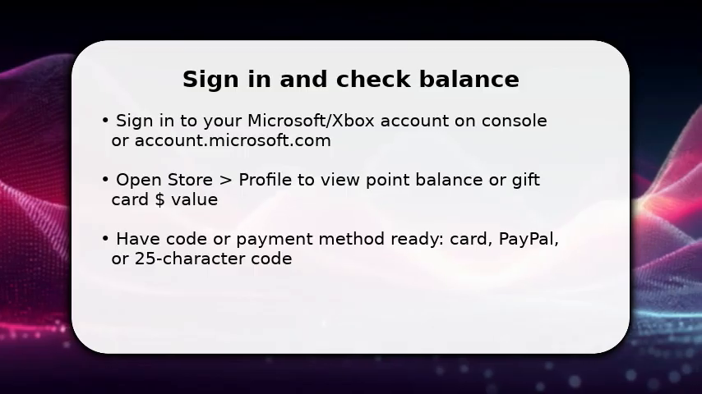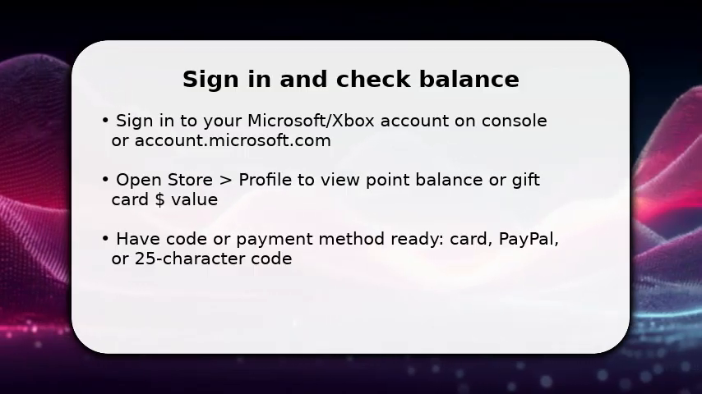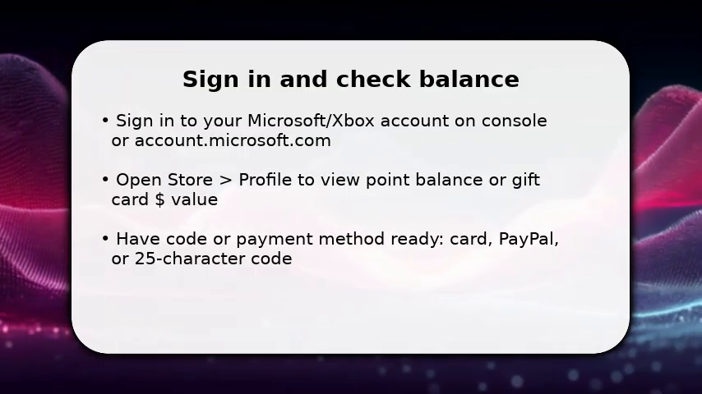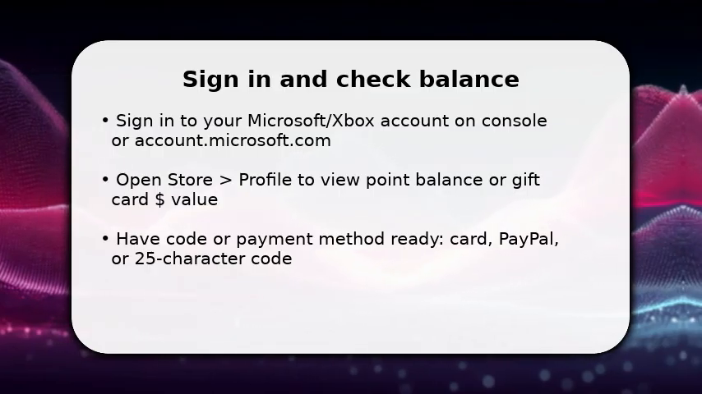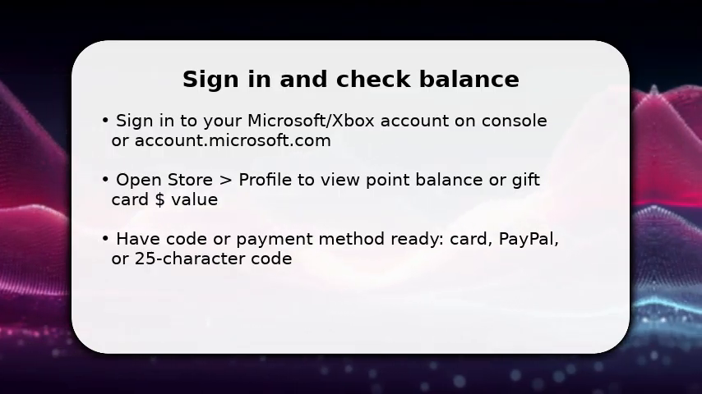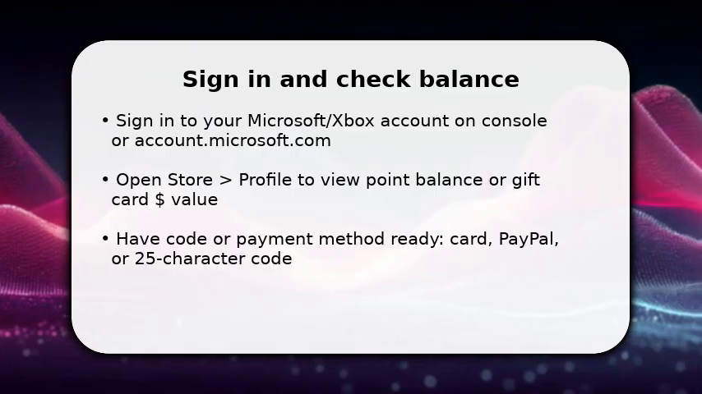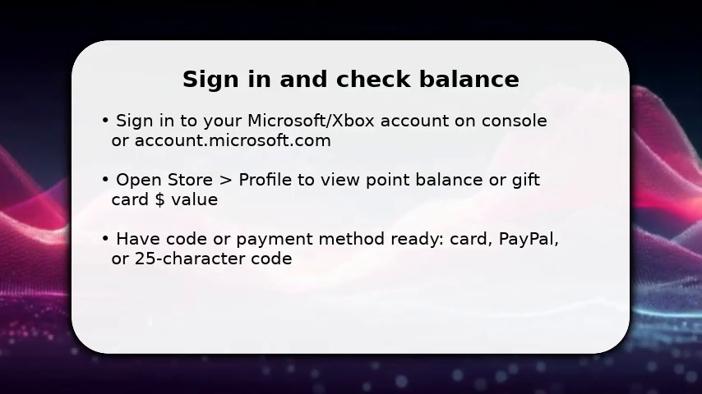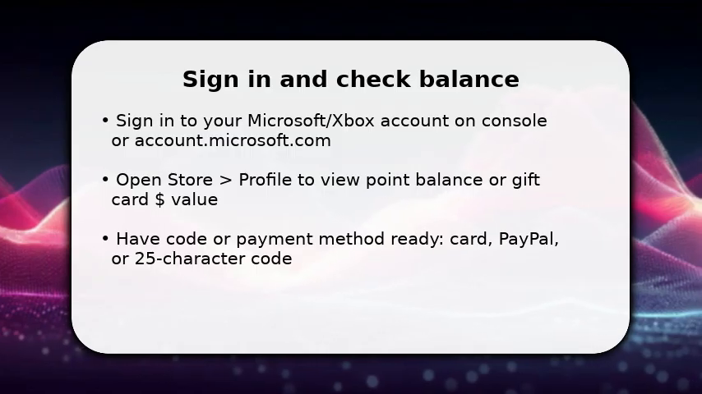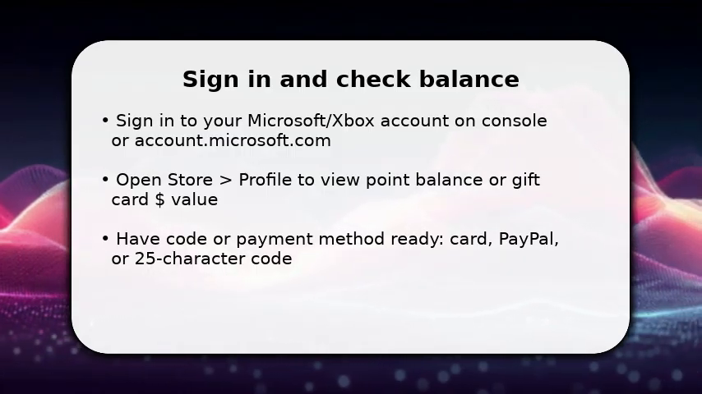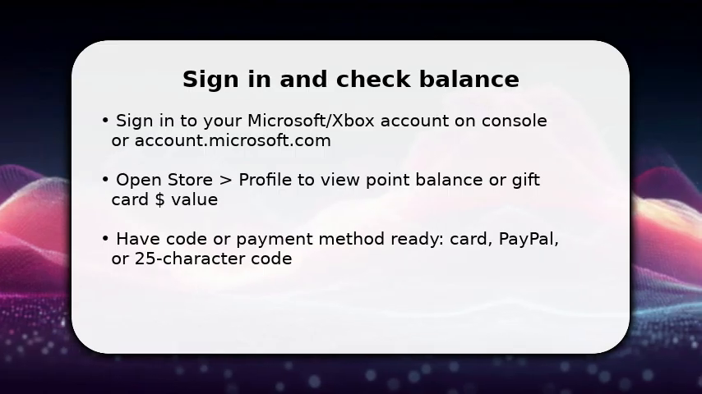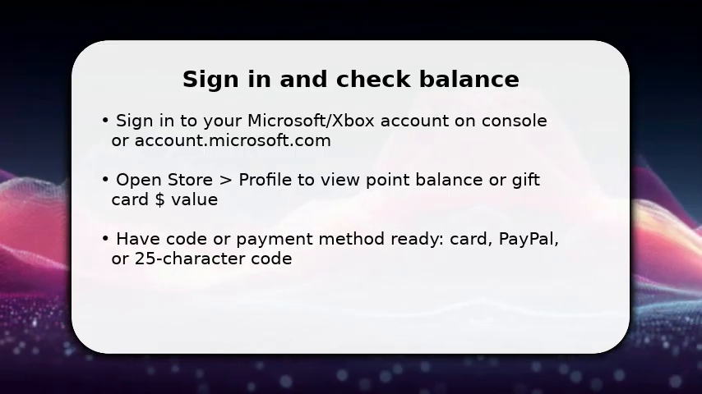You're signed in now. First, confirm your account and current point balance so you know what you can spend. Once done, locate redeem or add funds in the store, enter a 25-character code, or choose a payment method. Make sure your account's region matches the code's region so funds appear. If you need to convert legacy points, follow the convert prompt. Otherwise, your balance is ready.